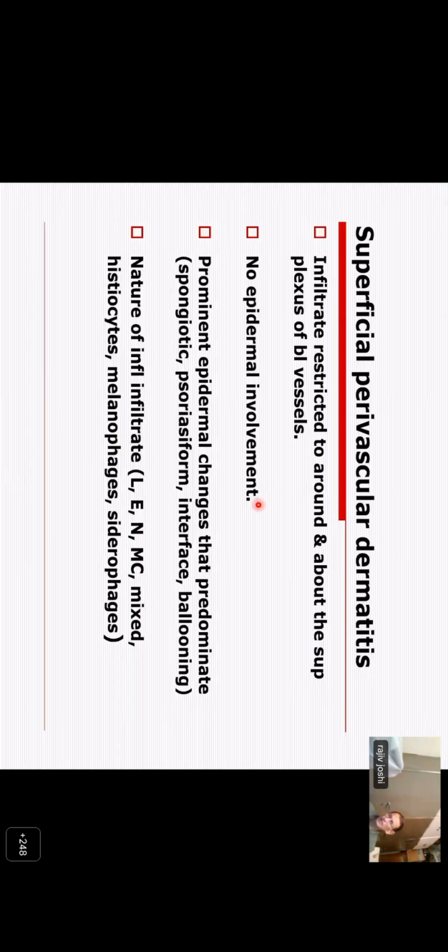Now, just to illustrate the example of superficial perivascular dermatitis, you may have no epidermal involvement, and you would have an infiltrate restricted to around and about the superficial plexus of blood vessels, or you might get a prominent epidermal change which predominates, and then you can have a pattern based on the epidermal changes, which would include spongiotic, psoriasiform, interface, ballooning, etc. Then you look at the nature of the inflammatory infiltrate, whether there are lymphocytes, eosinophils, neutrophils, mast cells, etc. And each one of them would generate a differential diagnosis.